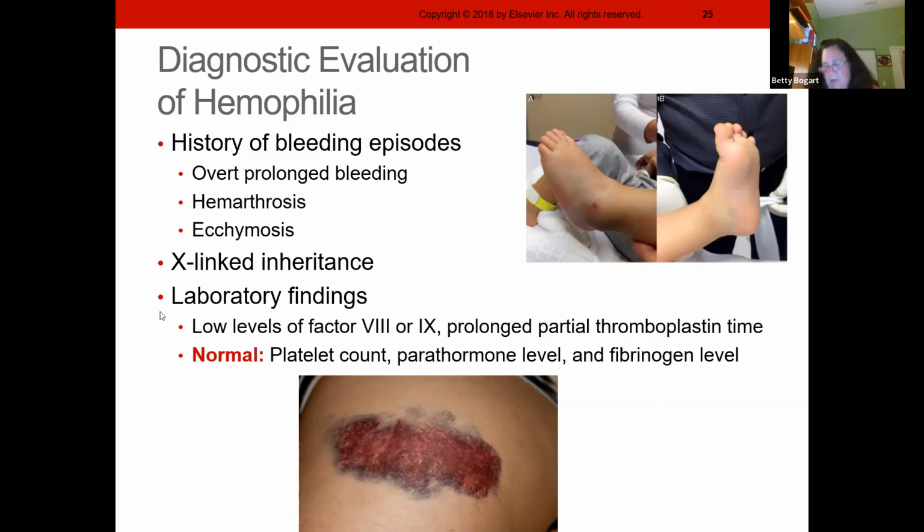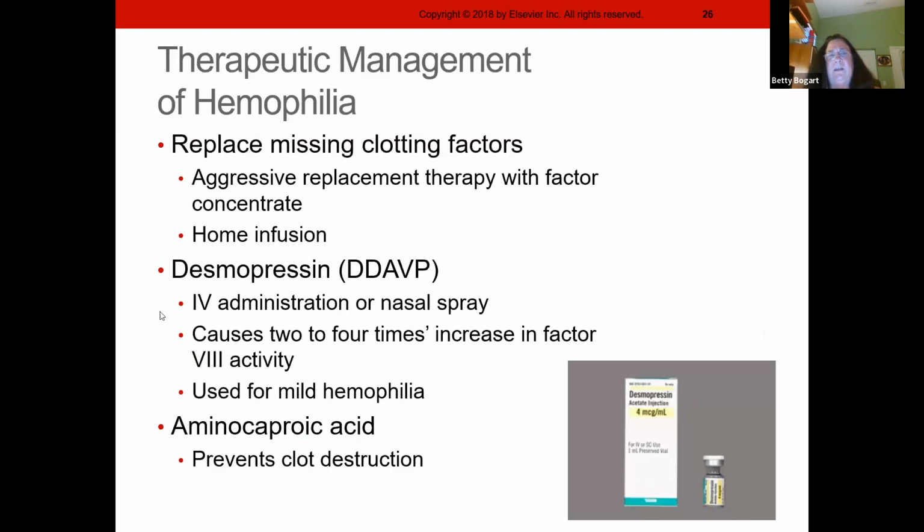There are other things that we monitor for bleeding: the parathyroid hormone, the parathormone, and the fibrinogen levels are also part of the cascade of bleeding and clotting factors. But as I said, if the PTT is elevated, you're going to see a normal platelet count. So how do we treat hemophilia?